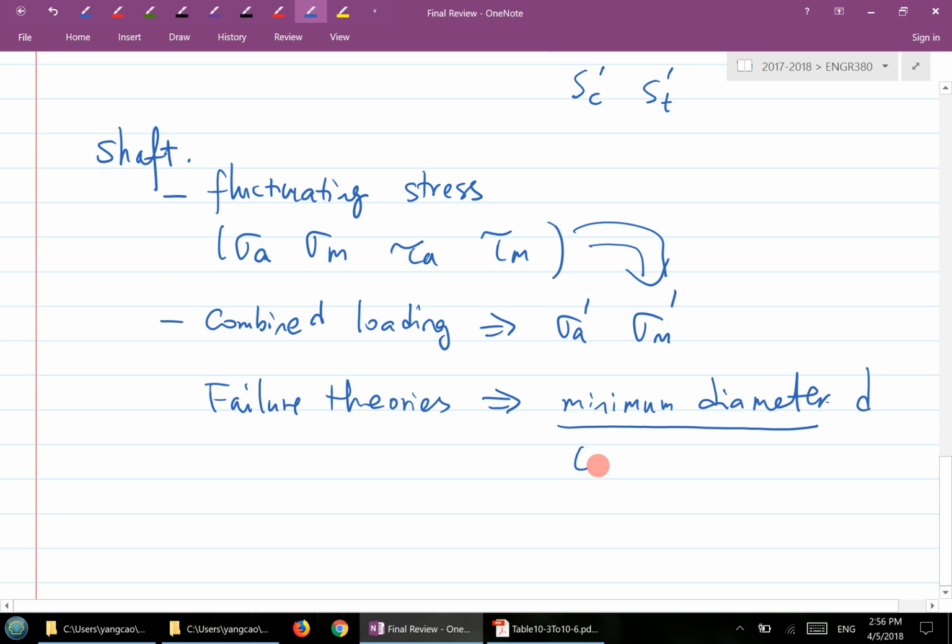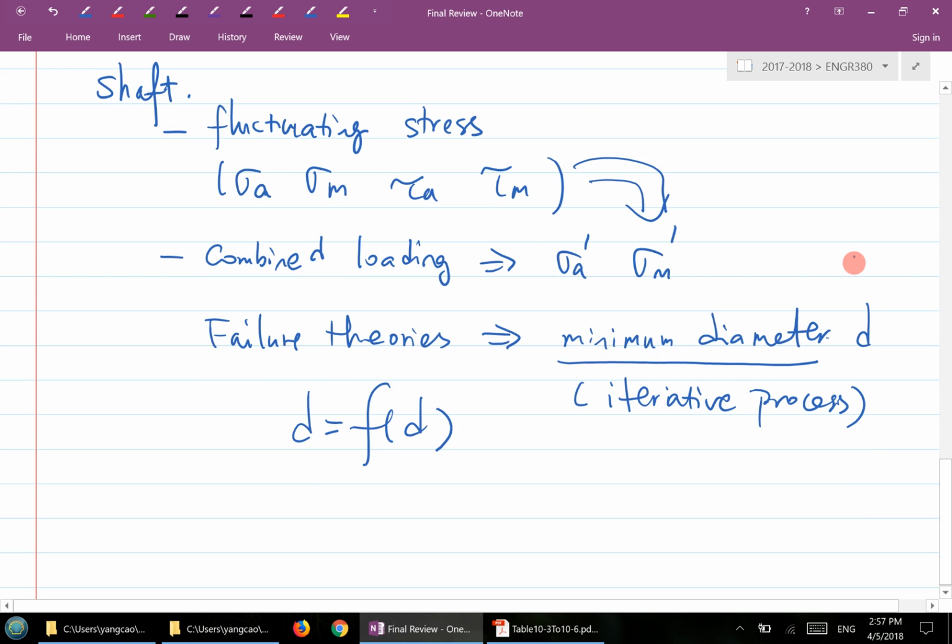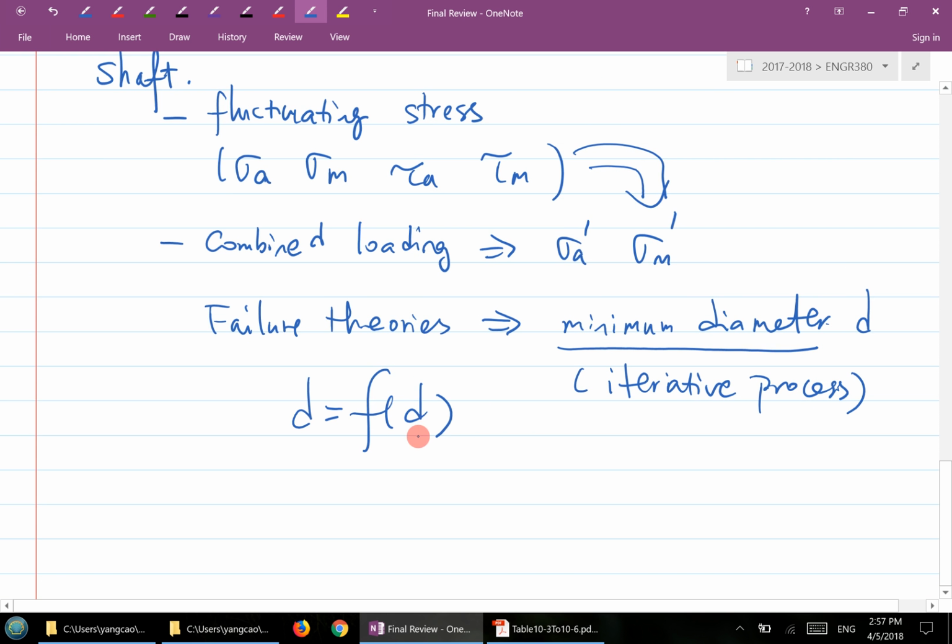And this process is an iterative process, because D is equal to a function of D based on the formula, or the failure theory. So you will need to iterate a few steps to converge to a certain value. So in the exam, you're expected to do some iterations, at least maybe 2 iterations, to show the process here. That's very much different from analysis.